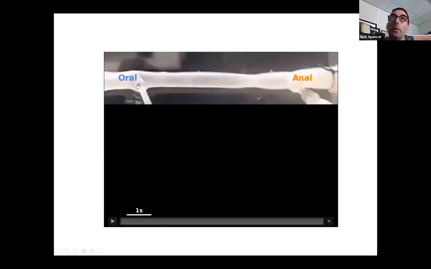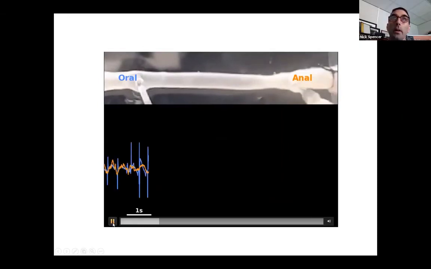So now we move to the same tissue. Here's the electrode now in the oral region and down in the distal region. And if you look at what happens, the two electrodes start off rather asynchronous. The wave hasn't started yet. There's no contraction at this point, so there's no propulsion.